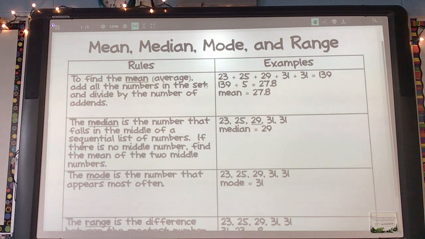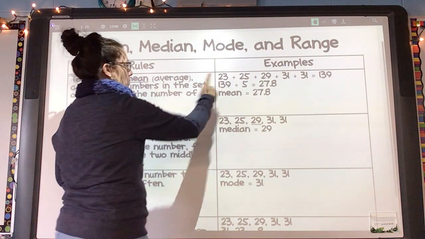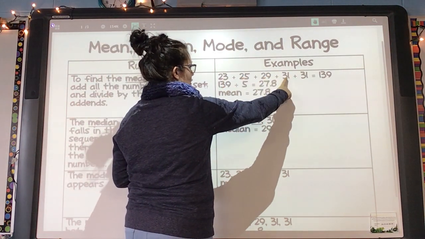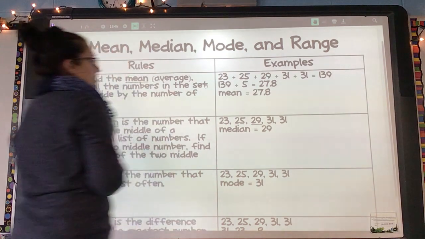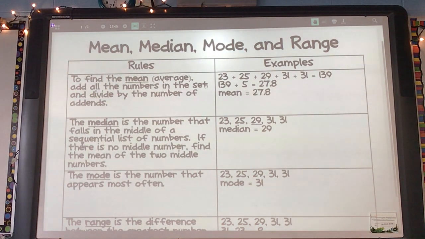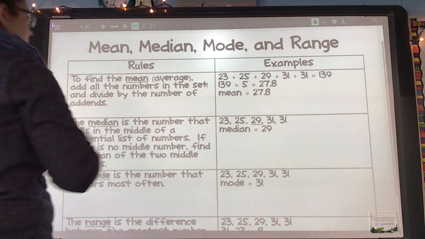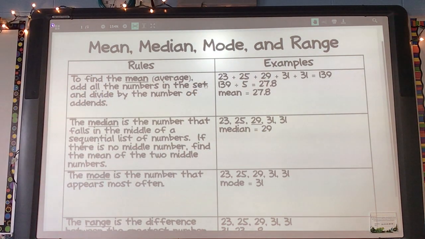So let's read through this. It says, to find the mean, which is the average, we add all the numbers in the set and divide by the number of add-ins. Okay? So they have an example here. Their numbers were 23, 25, 29, 31, another 31, and they added all 5 numbers. When they added all 5 numbers, they got 139. Now they take that 139 and they divide by how many numbers they had in that data set, which was 5.